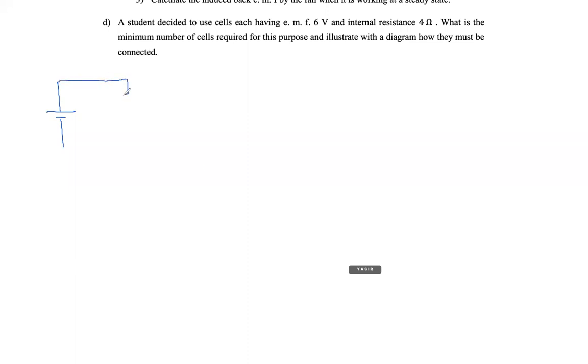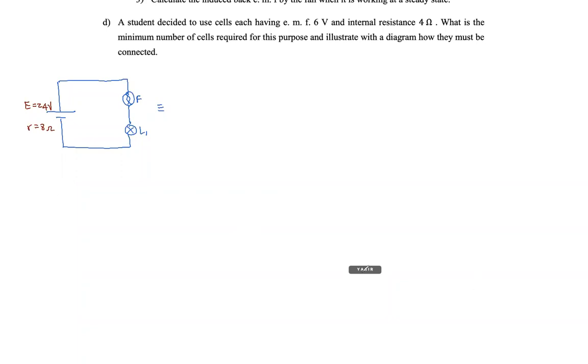There was a fan, and then there was something else. What was that? Motor? No, bulb. Oh, okay. So the fan and the bulb L1 were there, and the EMF of this battery was 24 volt, and internal resistance is 8 ohm. Remember, internal resistance is 8 ohm. So I need to achieve this using these batteries. What is our plan?